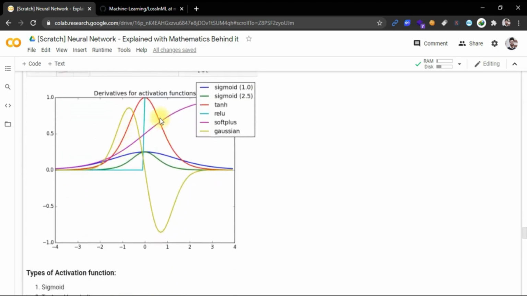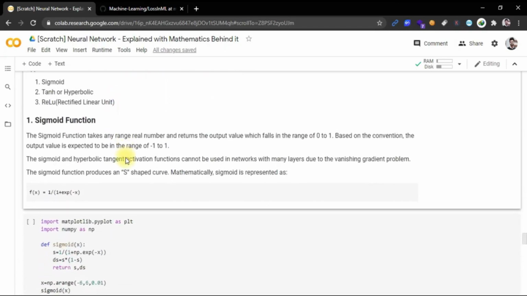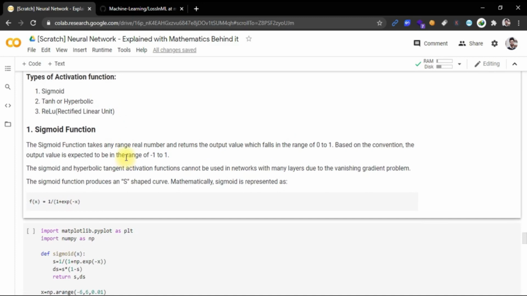So this is the graph of all the derivatives, and these are the types of activation functions. The first is sigmoid. The sigmoid can take any range of real numbers and return an output value which falls in the range between 0 and 1. The sigmoid and the tanh or hyperbolic tangent activation functions cannot be used in networks with many layers due to the vanishing gradient problem. We can discuss this problem in our next videos also. The sigmoid function produces an S-shaped curve. Mathematically, sigmoid can be represented by the formula 1 divided by 1 plus exponential of minus x.